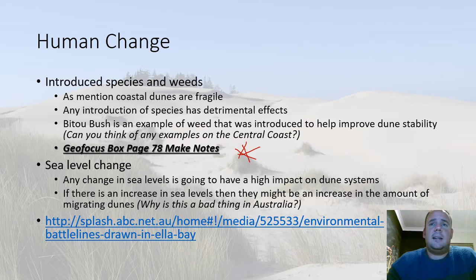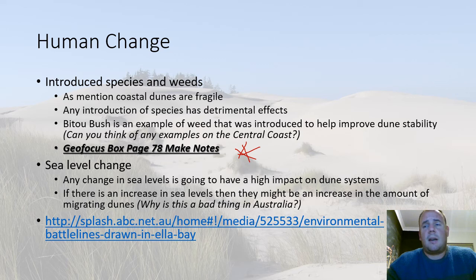And then finally, sea level change. Any change in sea levels is going to have a huge impact on dune systems because they're straight away next to the sea. If this happens in Australia, particularly on the Central Coast, large areas of the Central Coast are going to be affected by the sea level change, and we have lots of our dunes destroyed. So yeah, there you have it.